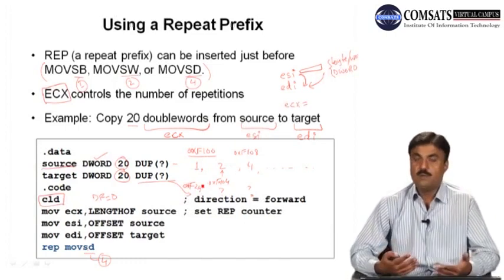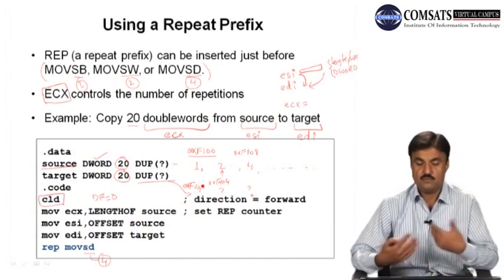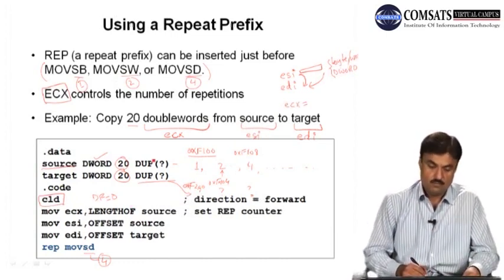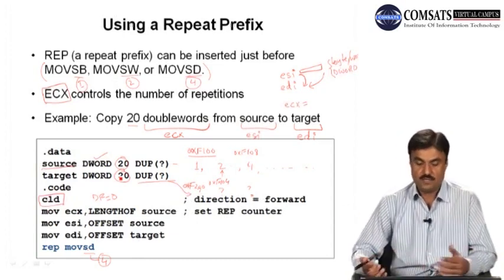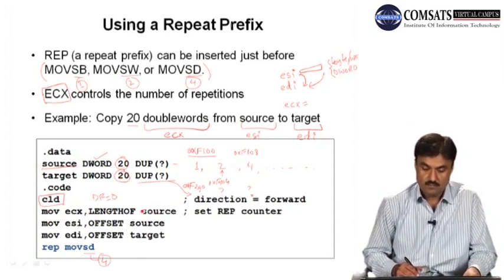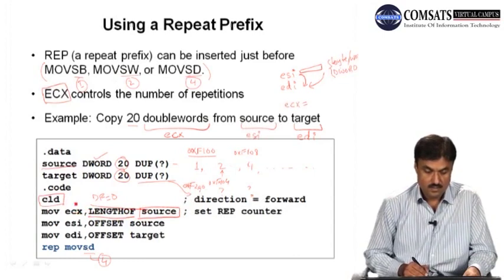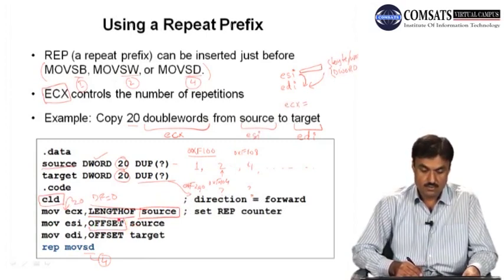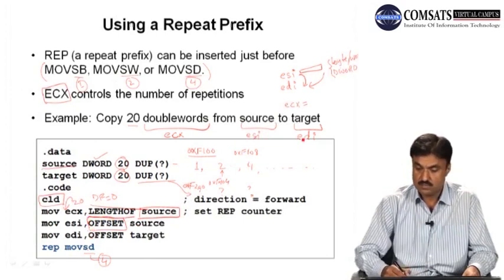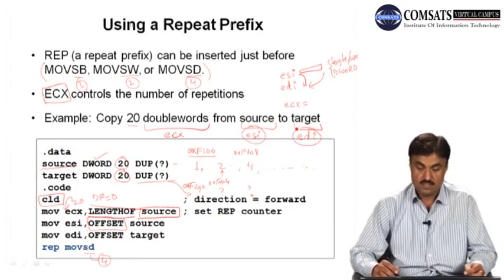Now both of them will be incremented, and we are going to repeat whatever the length is. For example, if the length is 20, then we want to repeat 20 times. The source has a length, so LENGTHOF, as we know, will return us the value, and this value will be 20. So 20 is assigned to ECX. Now we need the address of the source and the address of the target. As I told you, the address of the source should be saved in ESI and the address of the target should be saved in EDI.